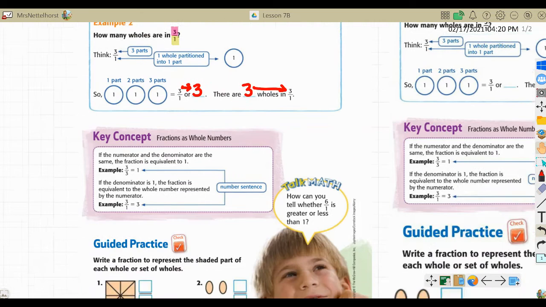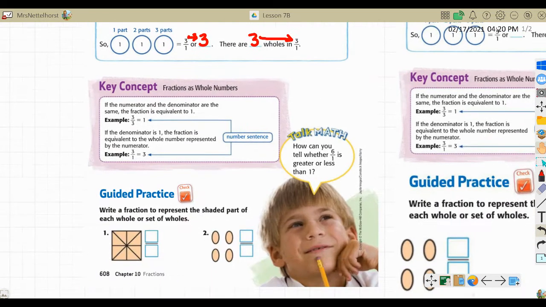Okay, key concept. Fractions as whole numbers. We did this part yesterday, which I think I forgot to go over. So we're just going to focus on this one. But I did do it as the rule, so you're fine. If the denominator is 1, the fraction is equivalent to the whole number represented by the numerator. Or, to say it my way, which is easier, the whole number is equal to the numerator. Okay, so you're not going to do guided practice 1. We're only doing guided practice 2. So circle 2, because that's what we're going to do today. And you already did 1, so it should already have information in there.